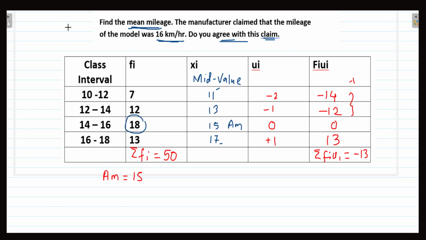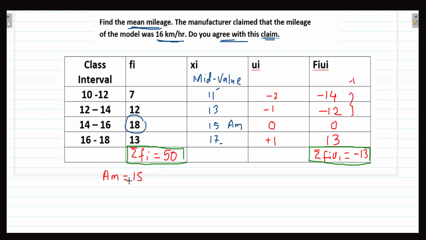So highlight the important steps. What are the important steps here? Summation of Fi ui. Develop the habit of highlighting the important steps. It is very, very important. So summation of Fi, highlight it by underlining the numbers.